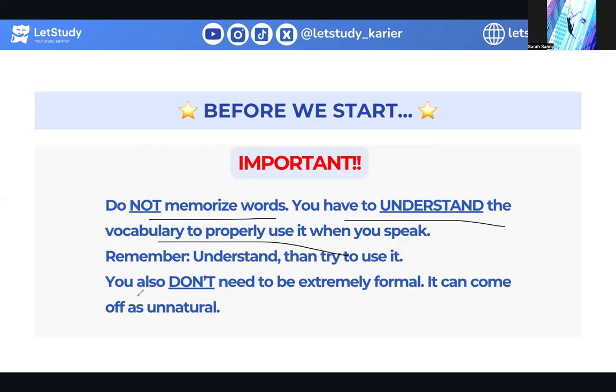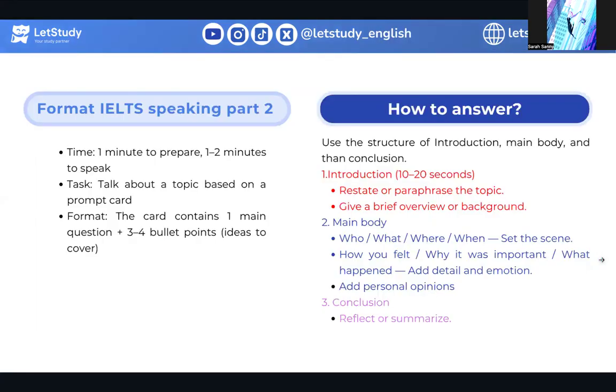Yang kedua itu, you guys also don't need to be extremely formal. Karena kalau kalian terlalu formal, it can come off as unnatural juga. Oke. Lanjut ke next slide.